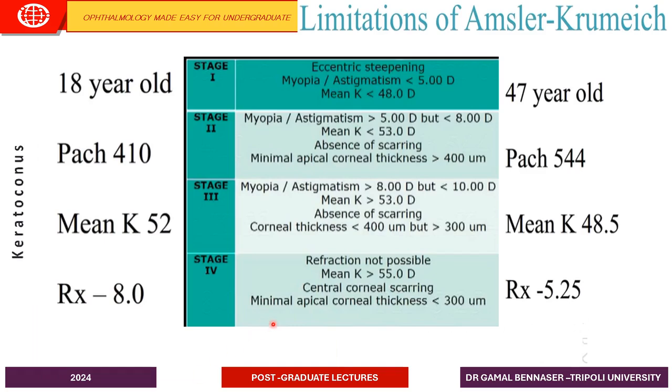Another example: we have two patients. An 18-year-old patient with a pachymetry of 410, a mean K reading of 52, and a refraction of -8 diopters, who will be classified as stage 2. Similarly, a 47-year-old patient with a pachymetry of 544, a mean K reading of 48, and a refraction of -5. You can notice the huge difference in refraction between these two patients, and both of them are classified as stage 2.